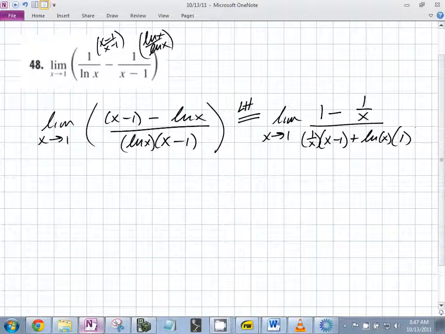The top goes to what? 0. The top does go to 0. So what about the bottom? The bottom goes to 0 too. Okay. So could we use L'Hopital's rule again? Yes, we can't plug in 1. We already know that. So let's apply it again. If we apply this, what does the top become?